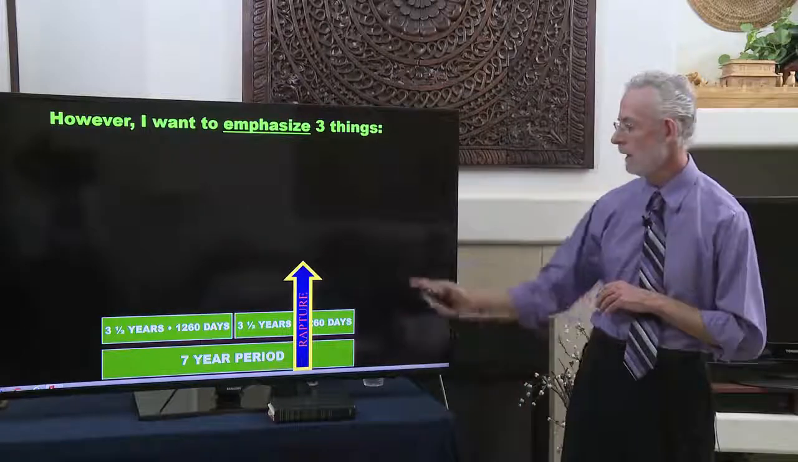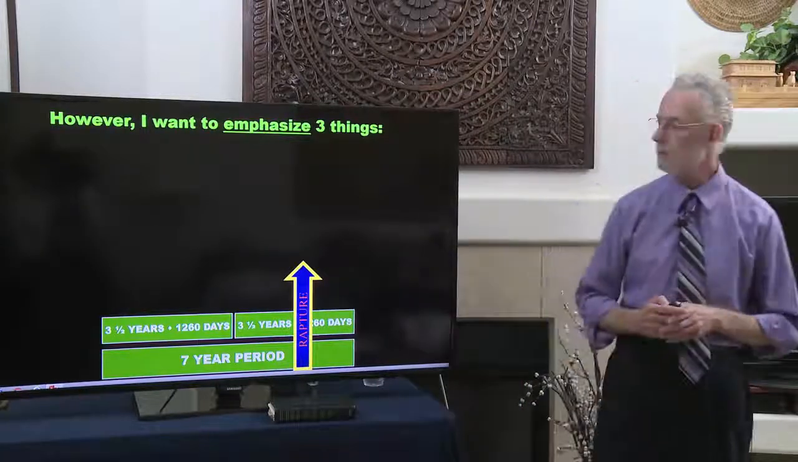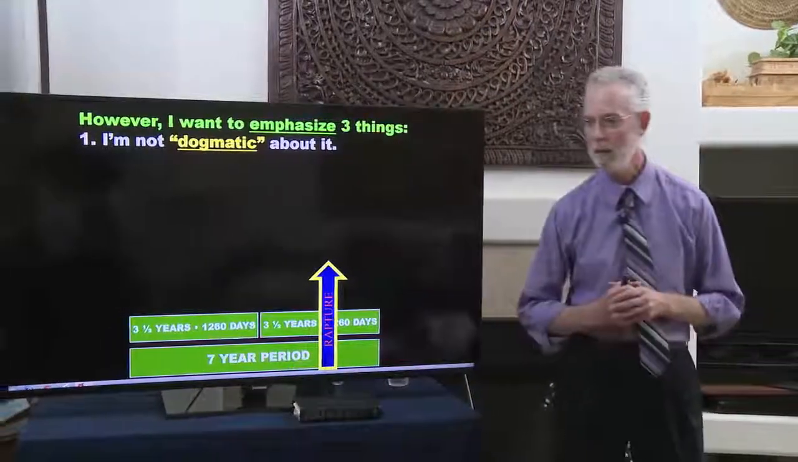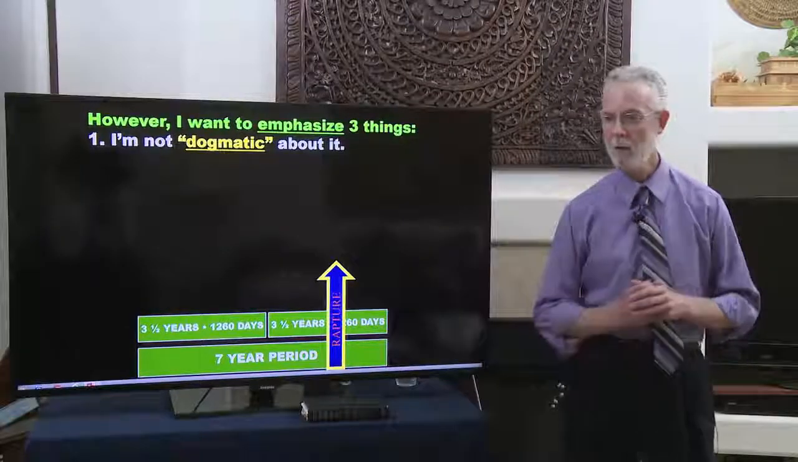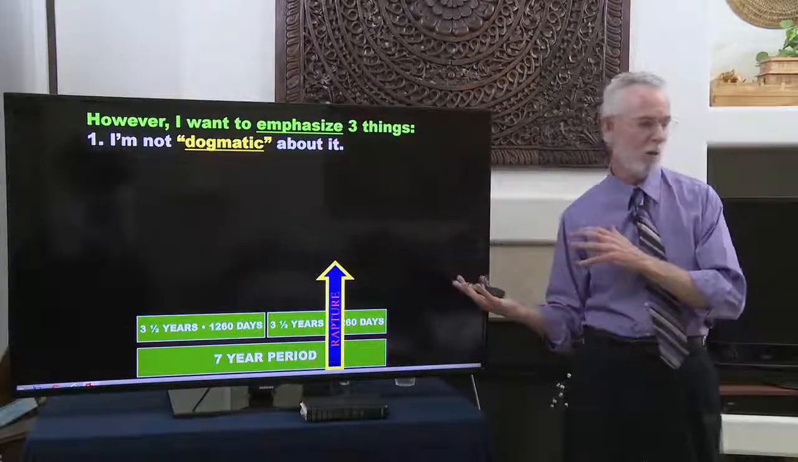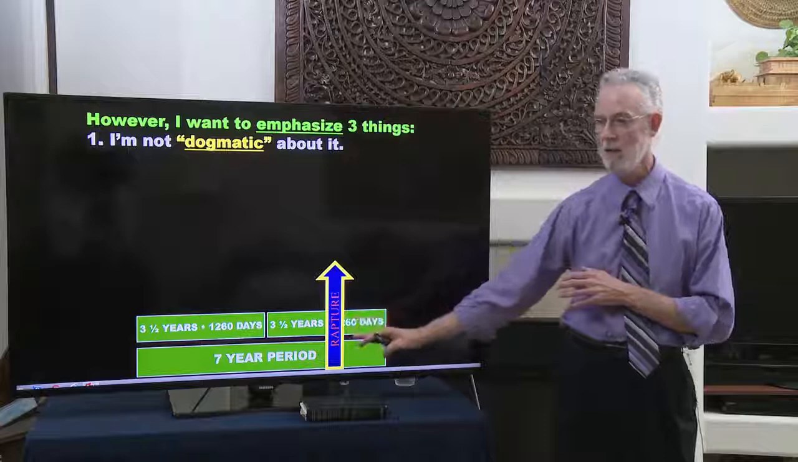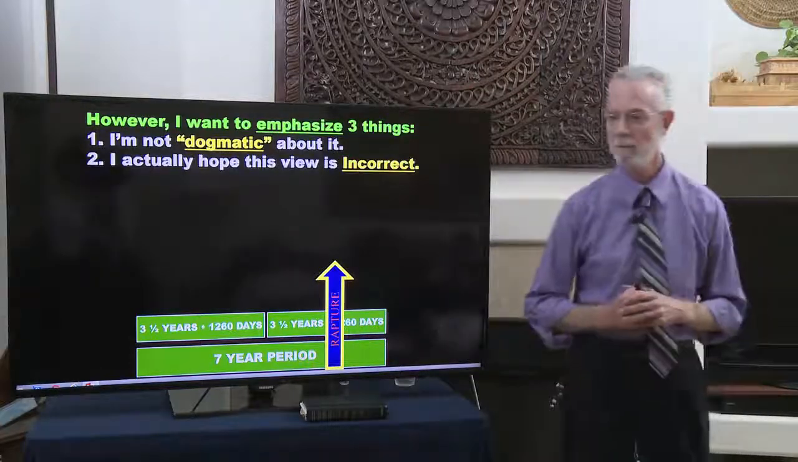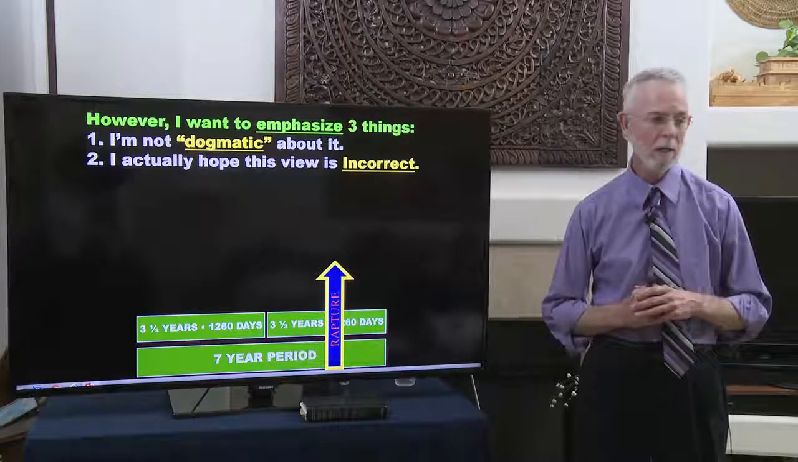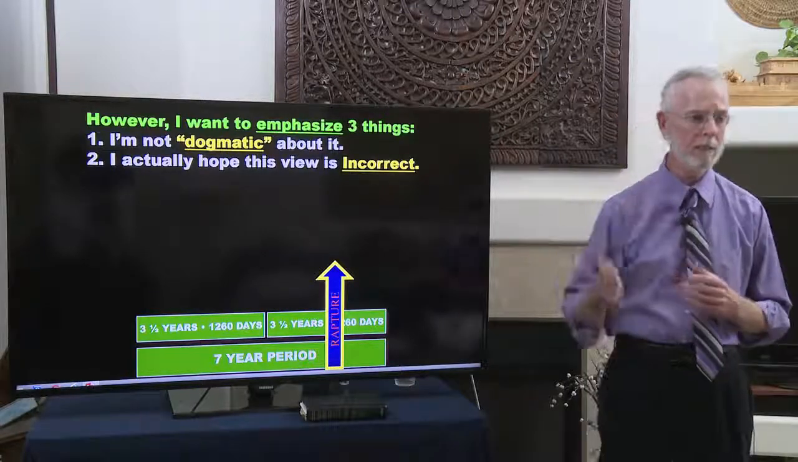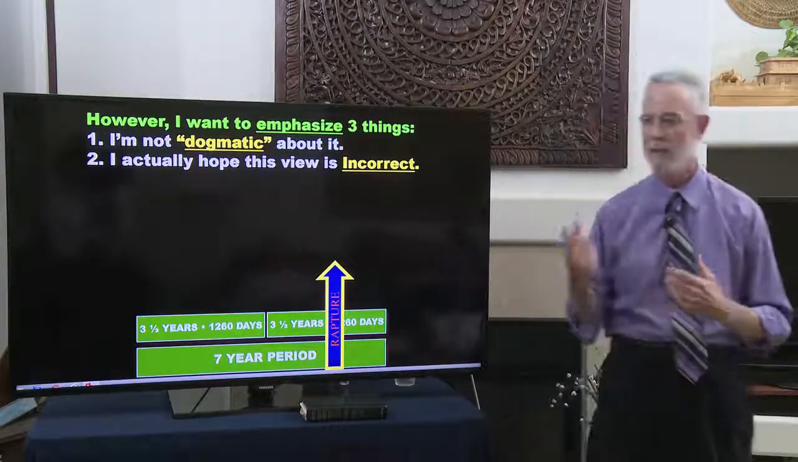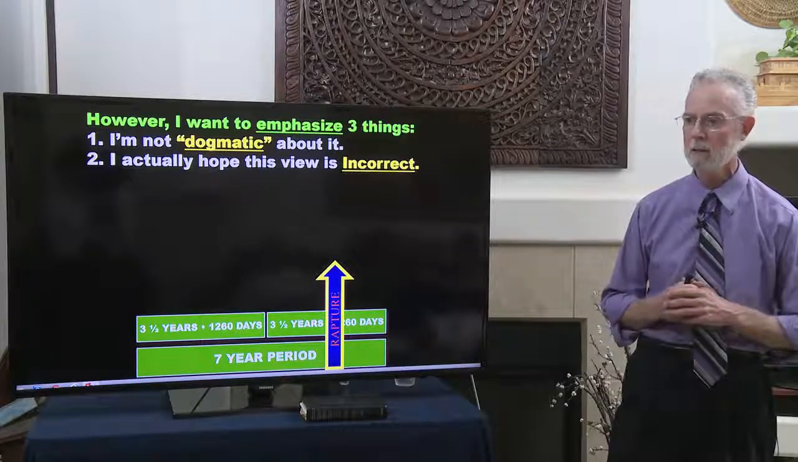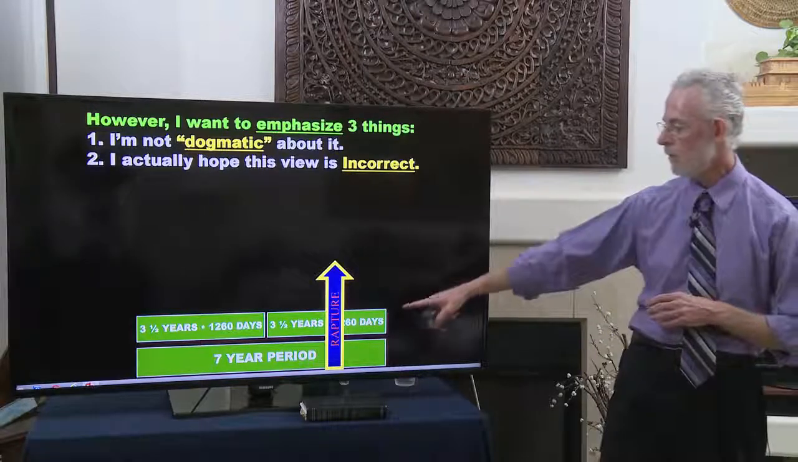Number one, as much as I believe that's the strongest scriptural view, I'm not dogmatic about it. I can't prove that with 100% certainty. I think the scriptures, as I've showed you, lean heavily towards this, but I'm not dogmatic about it. And number two, I actually hope it's wrong. Here's one of the things I tell people: you know that my teaching is sincere because who would be foolish enough to stand up and teach something he hopes is wrong? I don't want this view to be correct.